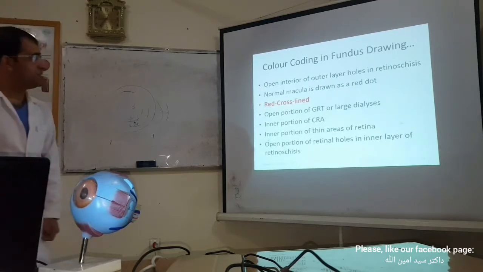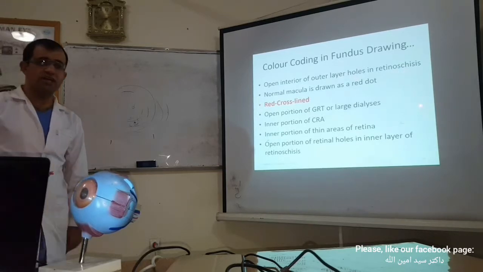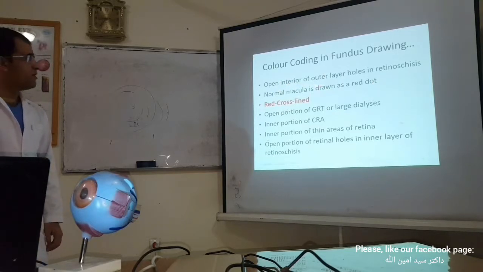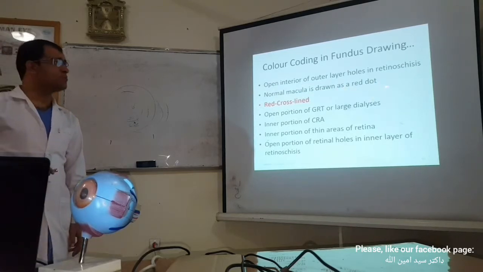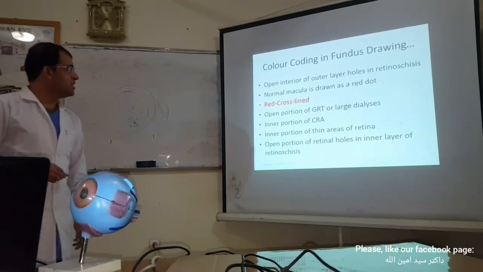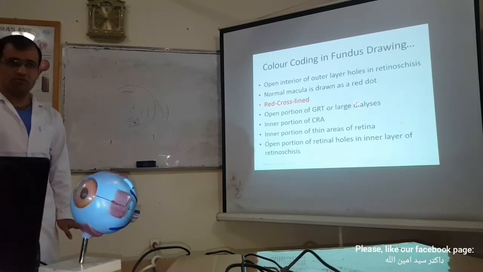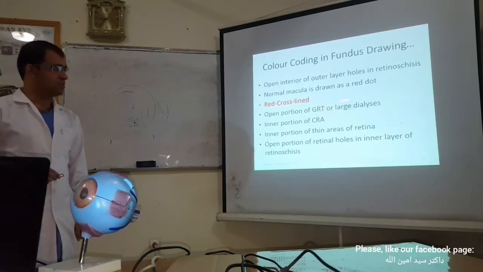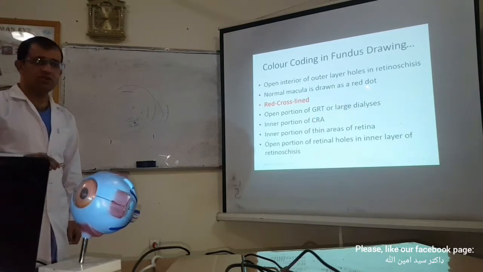And open interior of outer layer holes in retinoschisis. We said in retinoschisis there are two layers, outer and inner. And if holes are there, the inner part is going to be with rich color. And the normal macula is drawn as a red dot or sometimes a red cross, it doesn't matter. And red cross lines, open portion of GRT or large dialysis. You saw the GRT, giant retinal tear, in the previous pictures, and also large dialysis you saw. And the open portions of them are going to be marked with some cross lines.